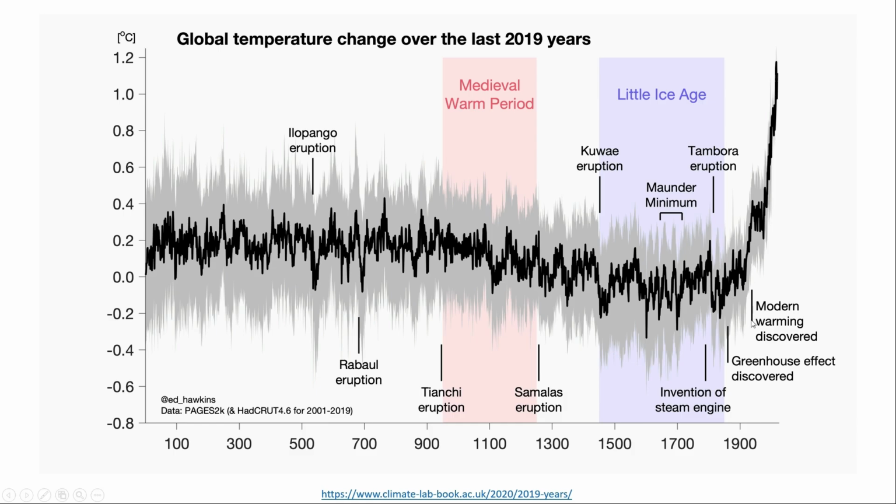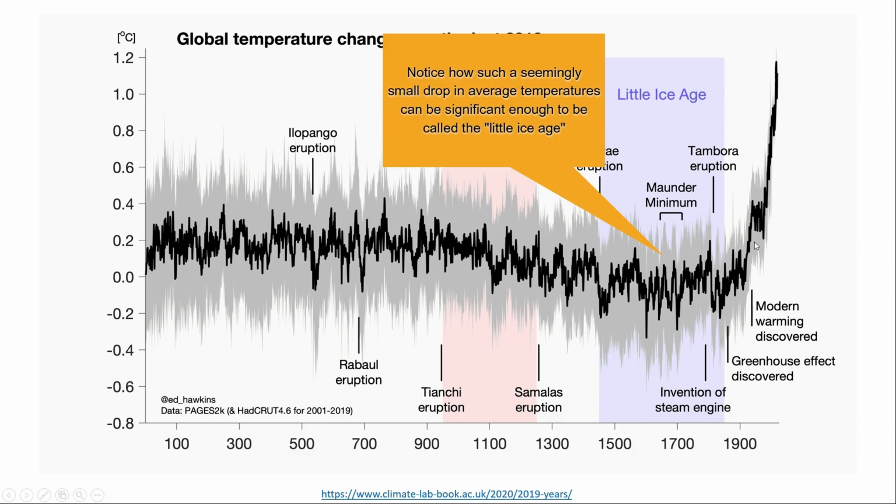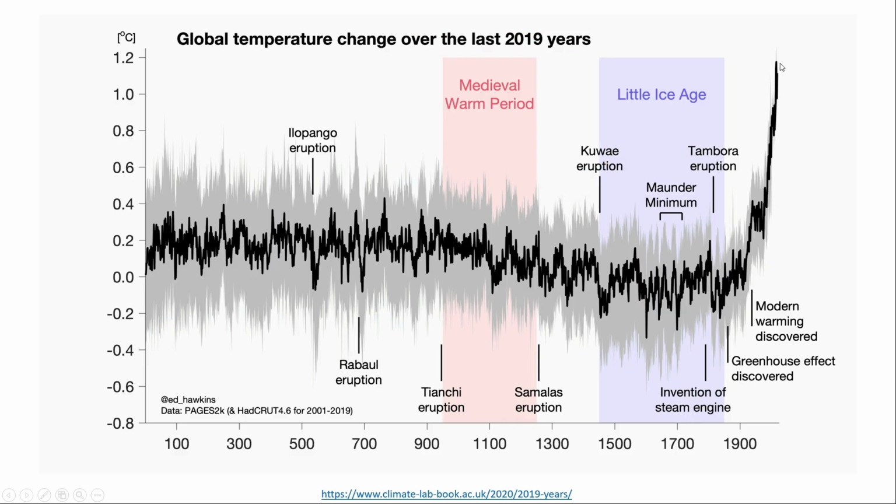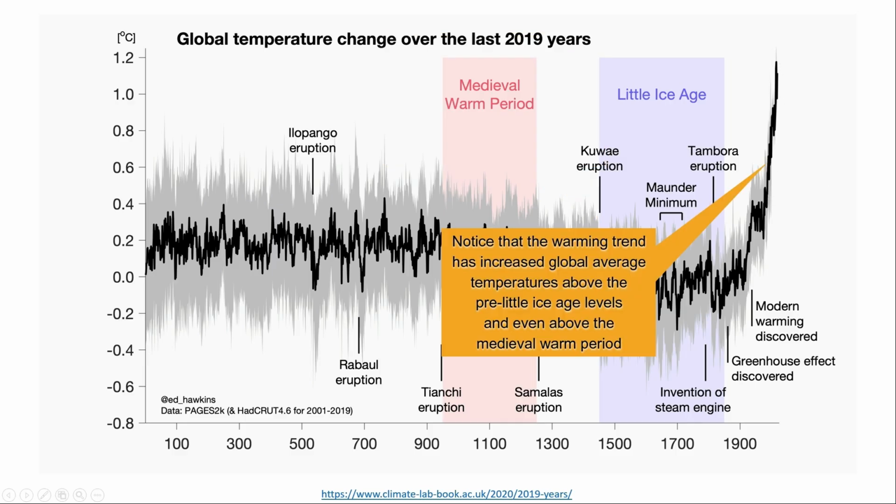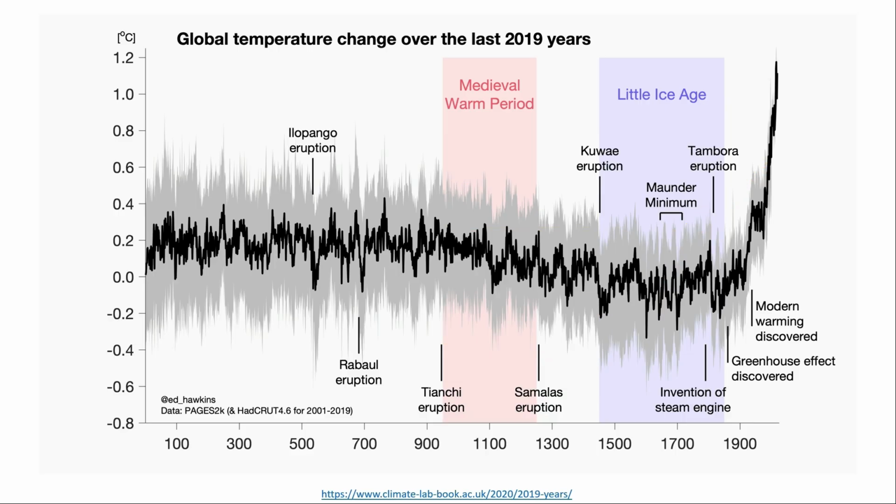Over here, once we get to the Industrial Revolution, we see that this temperature just shoots up and does not come back down. And so that is indicative of something much more long-lasting and permanent going on in the atmosphere.